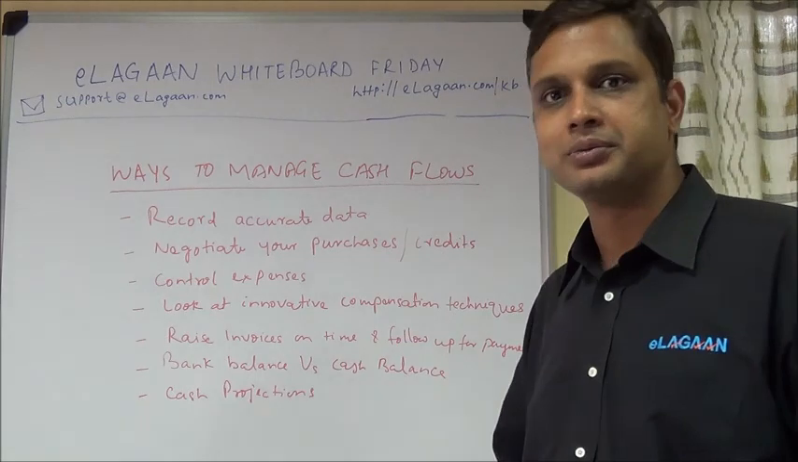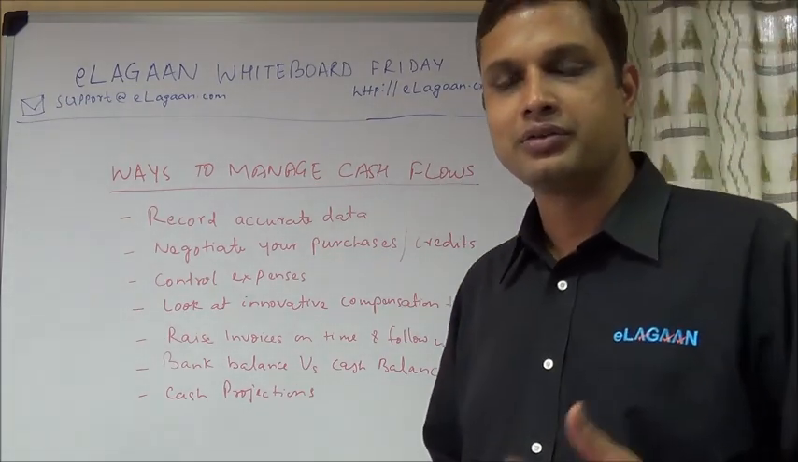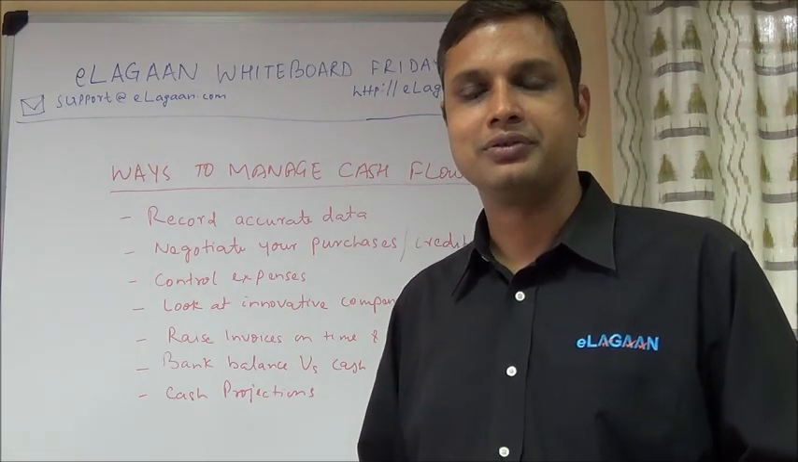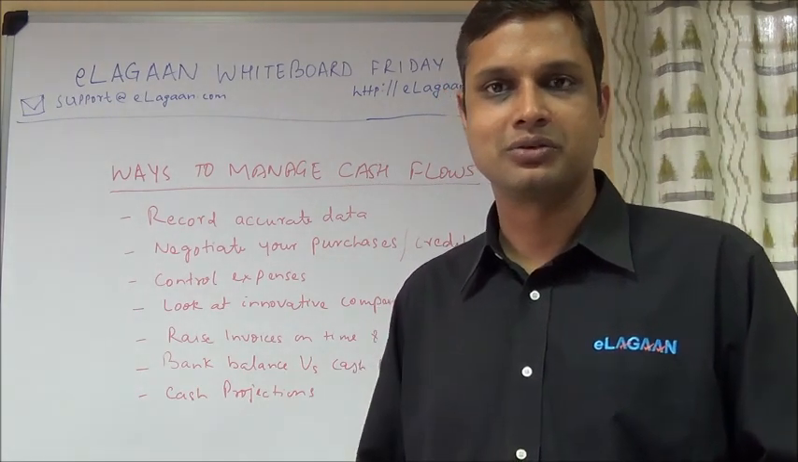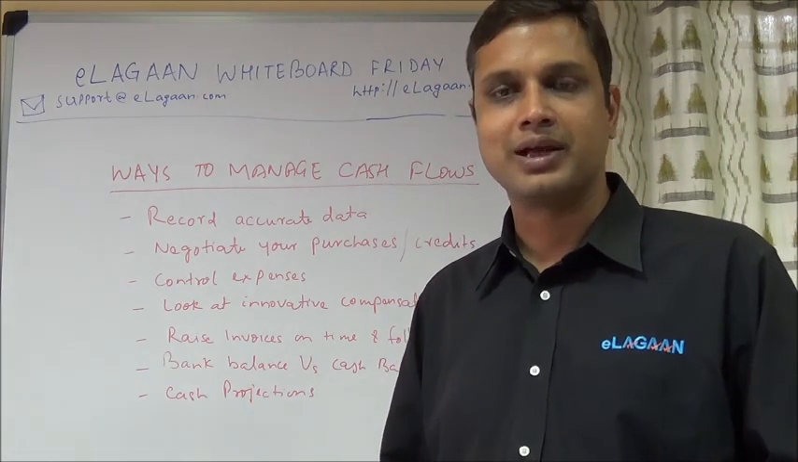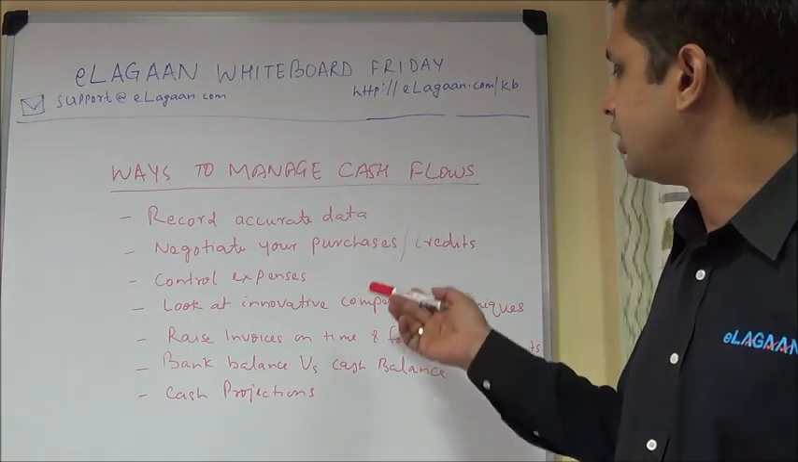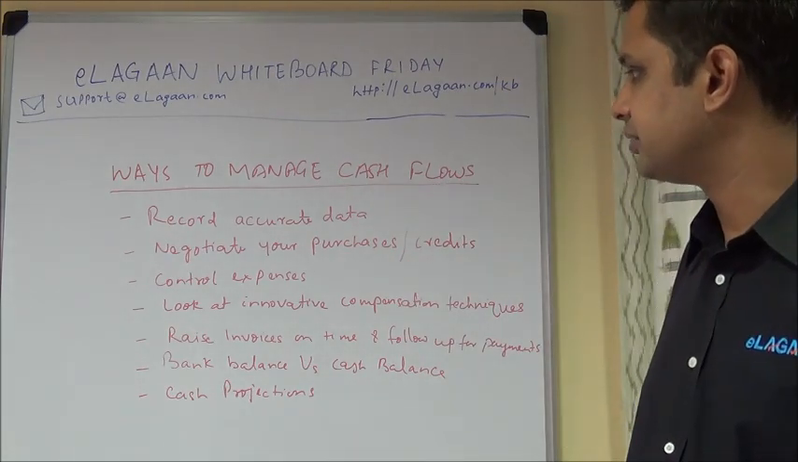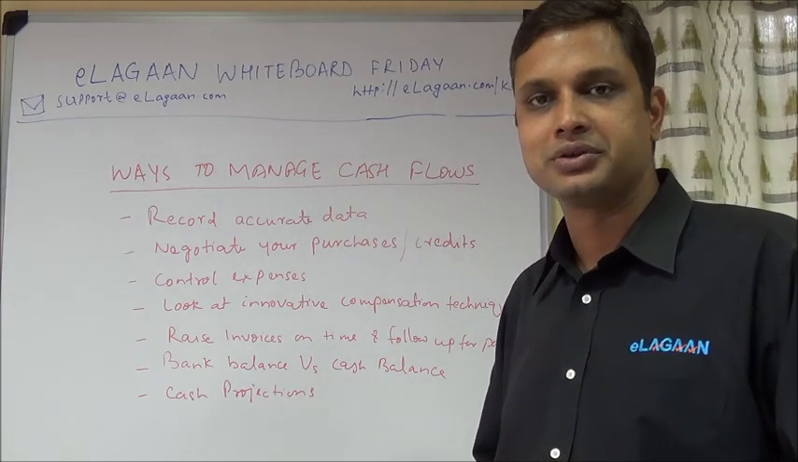Then start negotiating your purchases or credits. If you are purchasing any item, try to see if you can get a longer period to make the payment or get installments to make the payment. A lot of suppliers would be happy to support you with a higher credit period, or try to get very good prices for your purchases so that you can reduce your cash outflows.